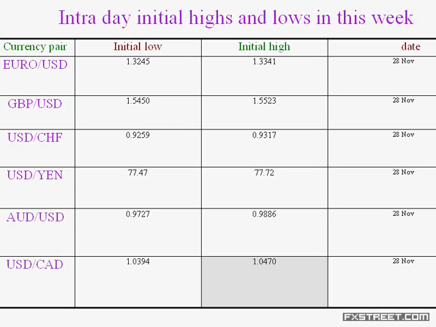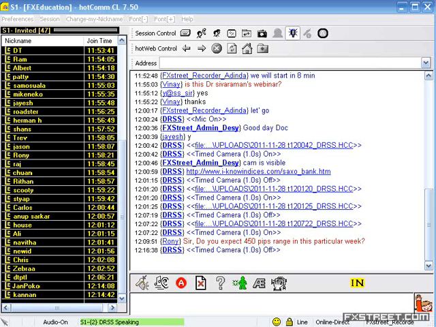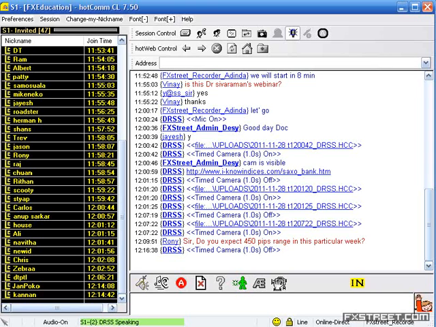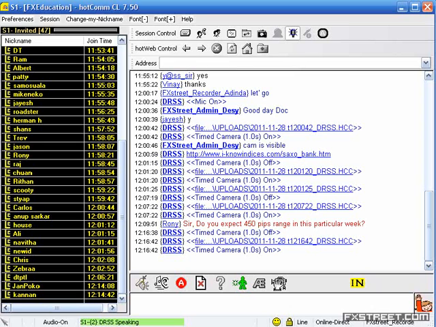Let me minimize the PowerPoint presentation and take up the questions which are asked here. Meanwhile, I'll focus the camera over the document. Live market quote page.